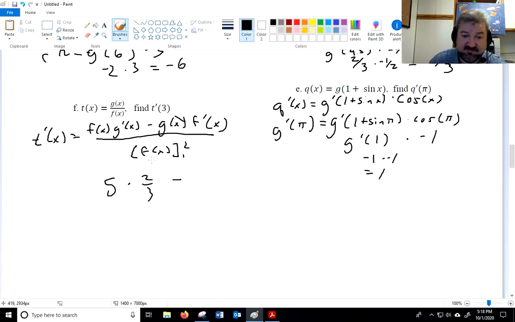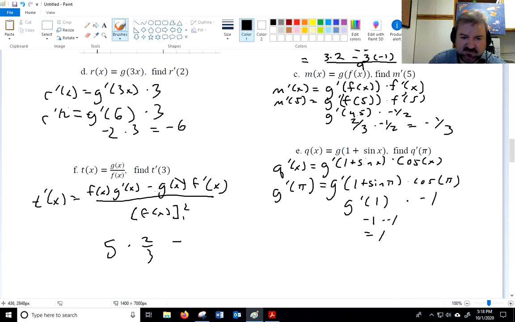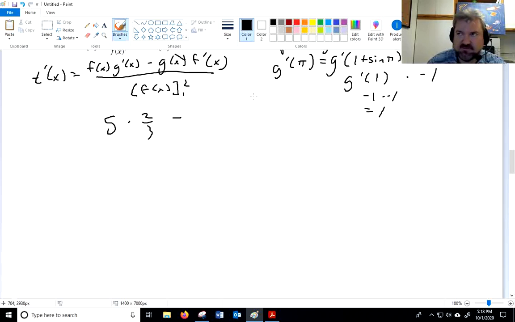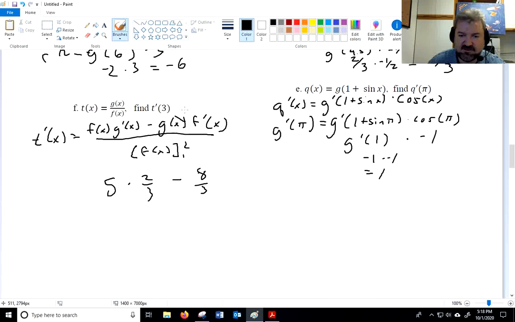Minus g of 3, which is something awful. We're not going to calculate that. They don't normally do that to us. But I'm betting it doesn't matter, so I'm just going to call it 2 and 2/3. So that'd be 8/3. But it doesn't matter, because guess what we're multiplying it by? We're multiplying it by f prime of 3. See that? Well, f prime of 3 is 0. So that's going to go away.